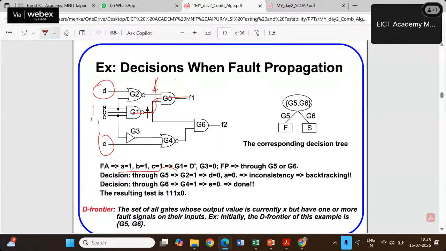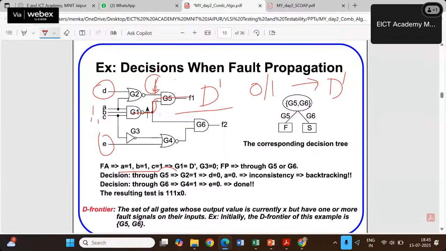So this was a stuck-at-1 fault. It means I can write it: true value is 0, faulty value is 1. So I can write it D dash. So D dash ended with 1. I'm getting D dash at the output. Okay. Yeah, that's correct. But now there is a problem.